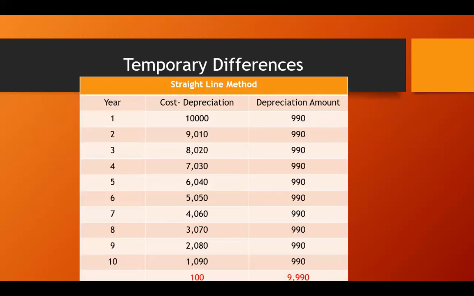If we put this amount in a table, suppose years 1, 2, 3, 4, 5, 6 up to 10, this is the life of the asset in the first column. In the second column, the cost of the asset minus depreciation. 10,000 is the beginning amount. The depreciation amount is 990, which is constant throughout the life of the asset. We get a picture at the end of the 10th year. The residual value in the second column is 100, which is shown below, and the depreciation amount is 9,900, which is shown for 10 years at rupees 990 per year. This is the straight line method calculation.